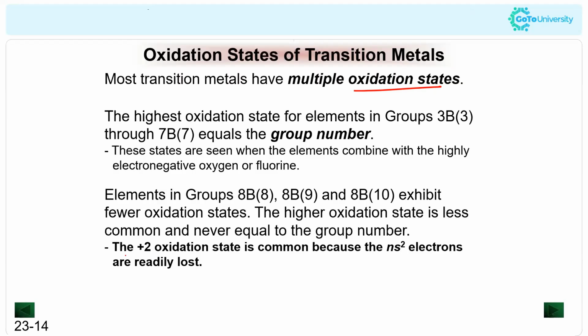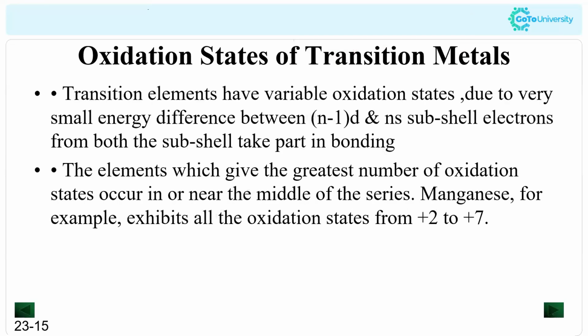Among these oxidation states, plus 2 is the common oxidation state because the ns2 electrons are easy to lose, right? But the other oxidation states are also possible. For each element, there will be a stable oxidation state. So this is the ability of the transition metal to show variable oxidation states. For example, manganese can show plus 2 to plus 7.